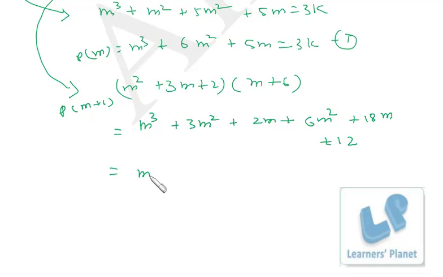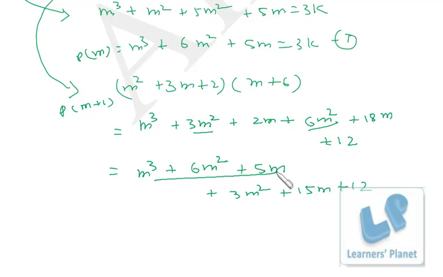So it is m cube plus 3m square plus 6m square, that is 9m square, but I want m cube plus 6m square plus 5m, right? So I just take this portion only, m cube plus 6m square plus 5m. Then I'm left with 3m square, then 18 plus 2, 20m was there. Out of that, 5m I have already written, so I'm left with 15m and then plus 12.